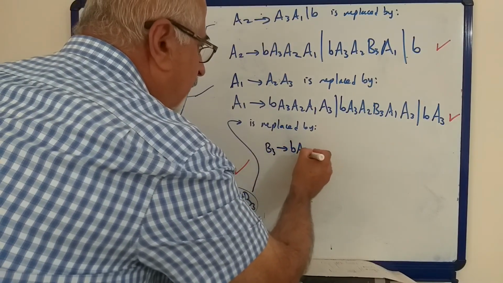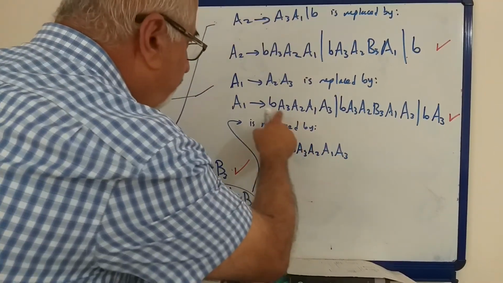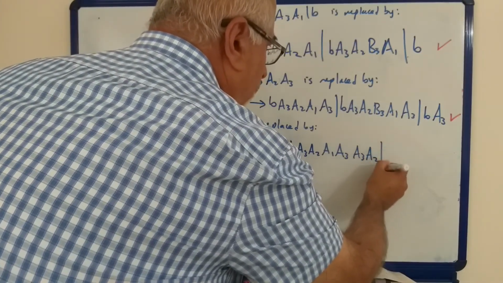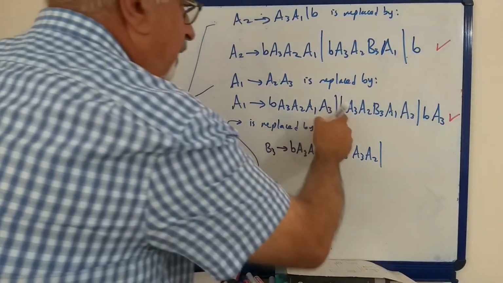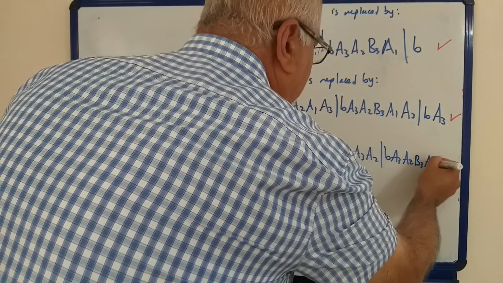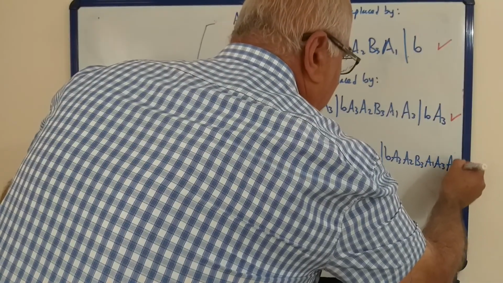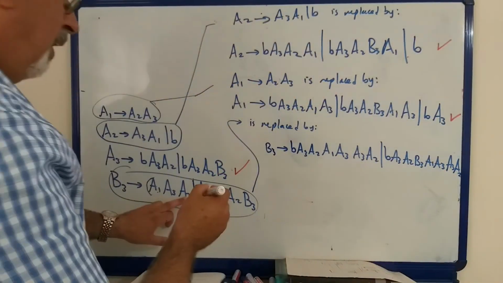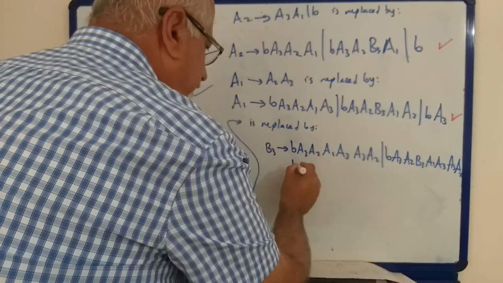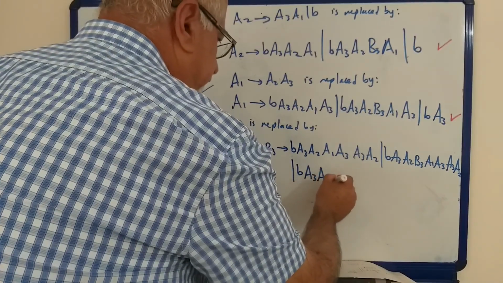Now, instead of A1, I can write all these: B A3 A2 A1 A3. And this is instead of A1. And I have A3 A2. Or, instead of A1, I can write B A3 A2 B3 A1 A3 A3 A2 A3 A2. Okay? Or, instead of A1, I can have B A3 B A3 A3 A2.